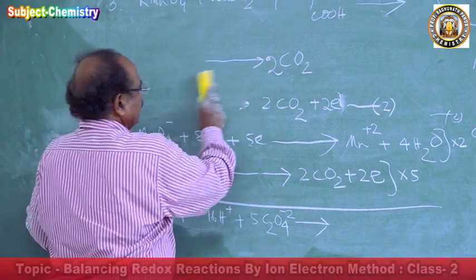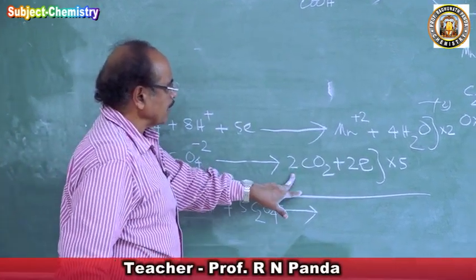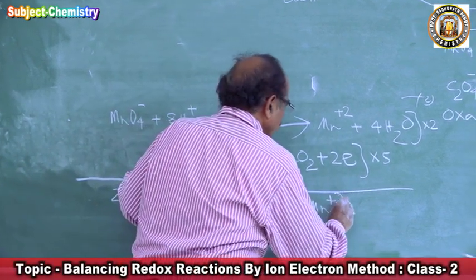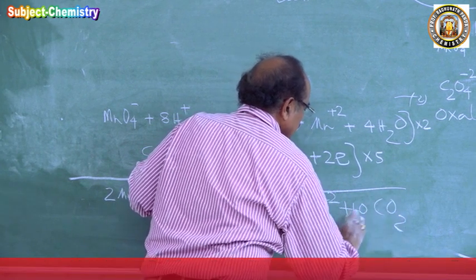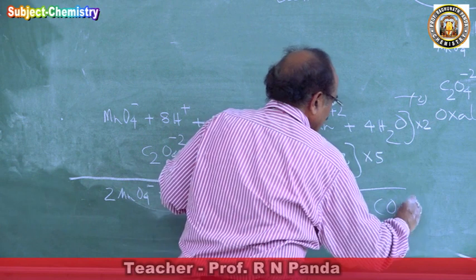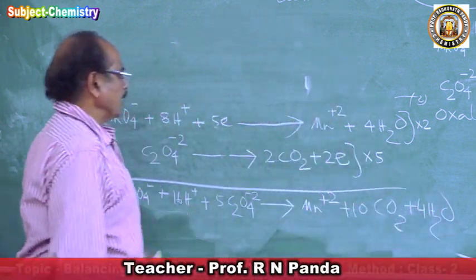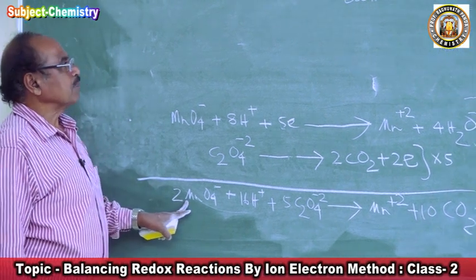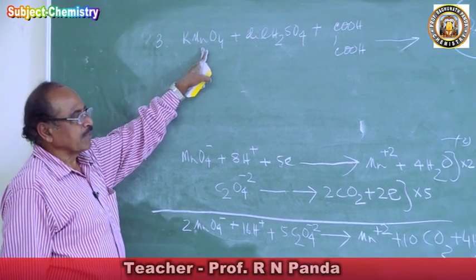So I have 10 carbon dioxide. So this gives 2Mn²⁺ plus 10 carbon dioxide plus 8 water. This is the balanced equation for the potassium permanganate and oxalic acid reaction in acidic medium.